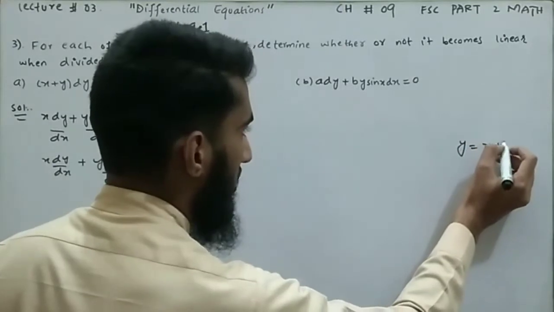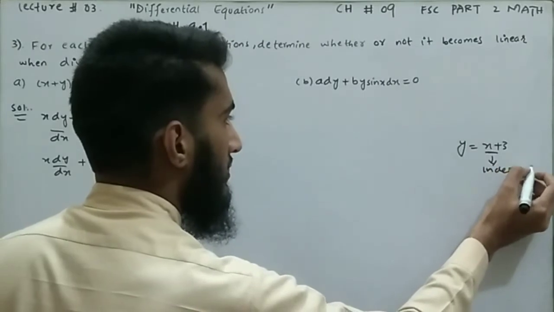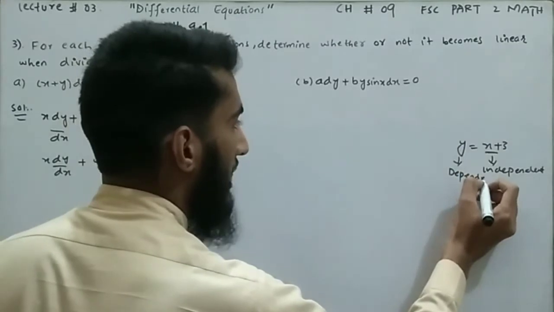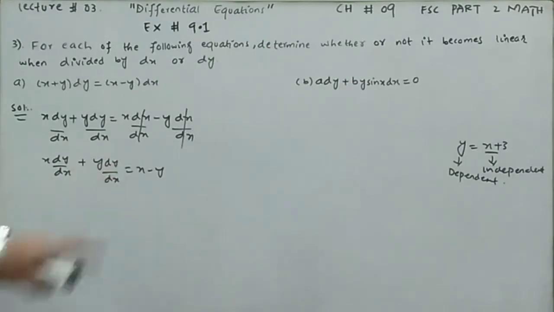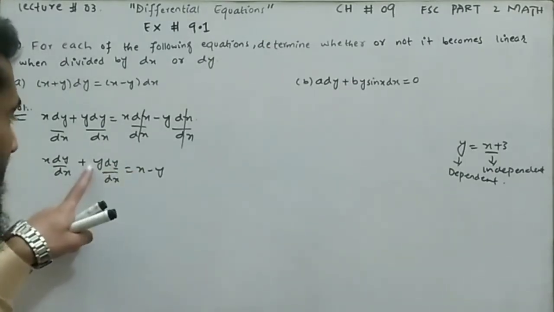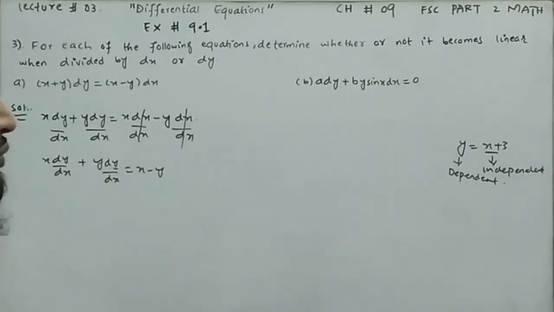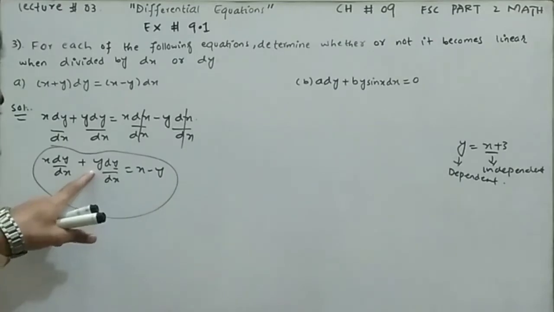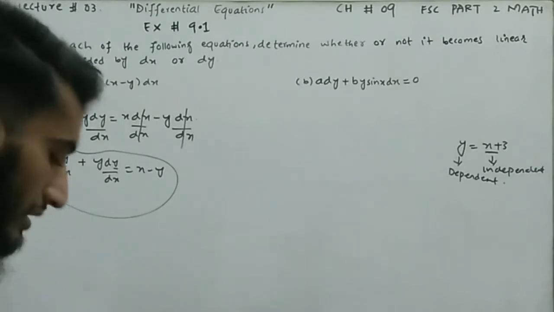Y is equal to x plus 3. So over here this x is the independent variable and this y is called the dependent variable. So over here this is dependent variable y and dy, this is actually also dependent variable. Remember, when the dependent variable and its first derivative occur multiplied together, this type of equation will be considered as a non-linear equation. So over here this whole differential equation is not linear because the dependent variable and its derivative are multiplied with each other. That's why this equation is not linear.